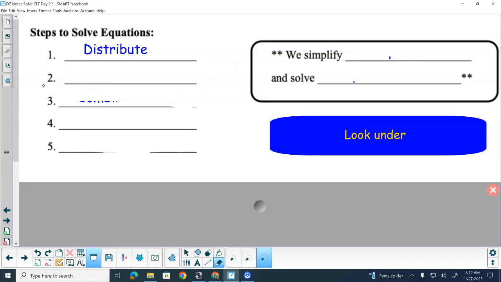Third step. We're going to combine like terms. Yep. We're going to combine all of our like terms. So now we've got terms all combined, and it all looks nice and pretty and all set to go. Okay? All right? So now how do we go about actual solving? So far we've just prepped already.